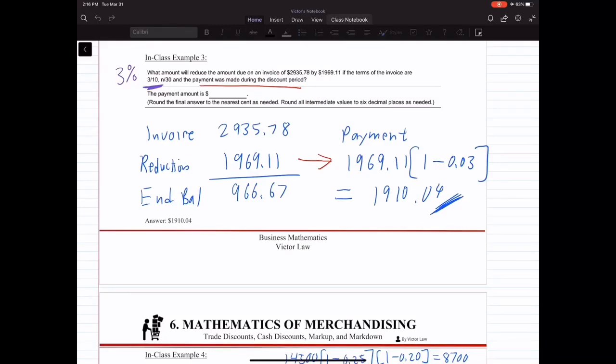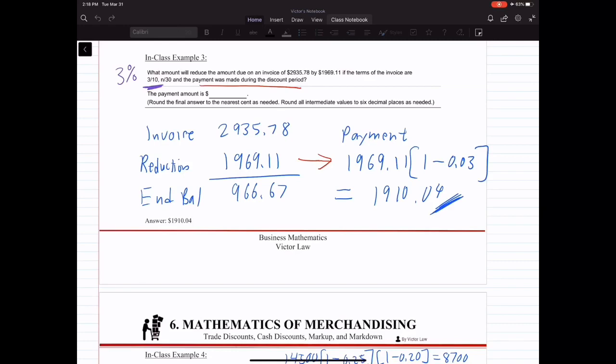So that's our debt. And then we made a reduction. We reduced our debt by 1969 during the discount period. So our ending balance is 966.67. And the question is asking what is the actual payment that we made during the discount period. So we reduced the debt by 1969.11 and we have discount on that.